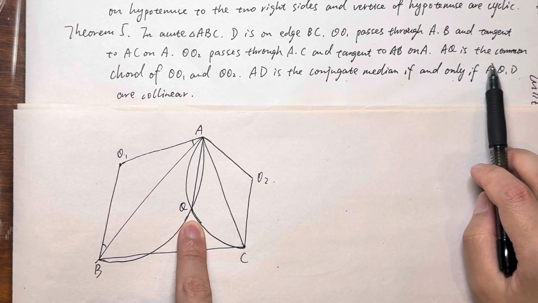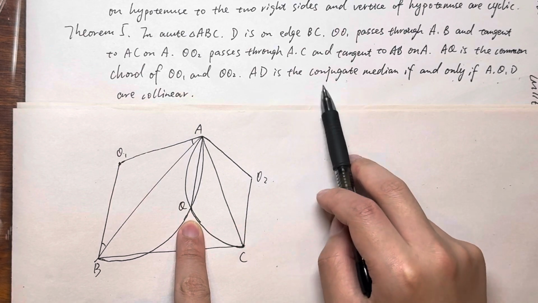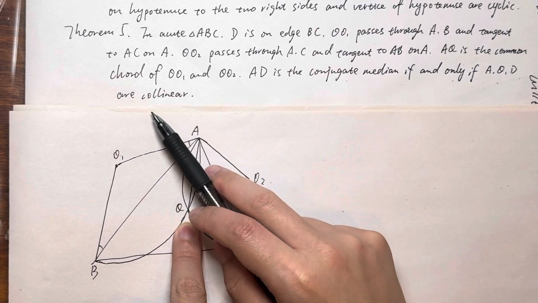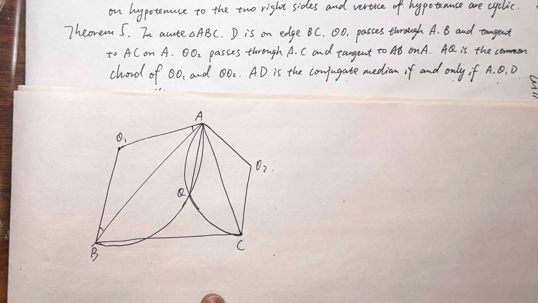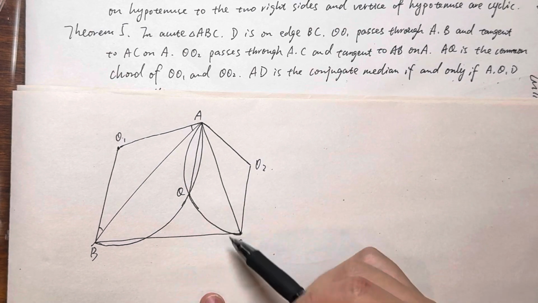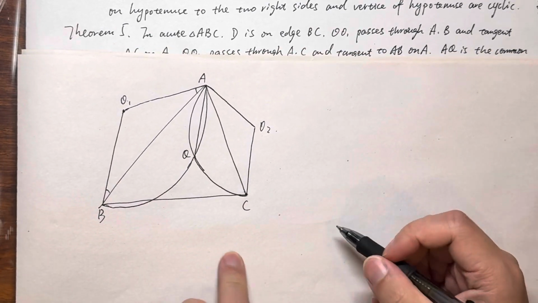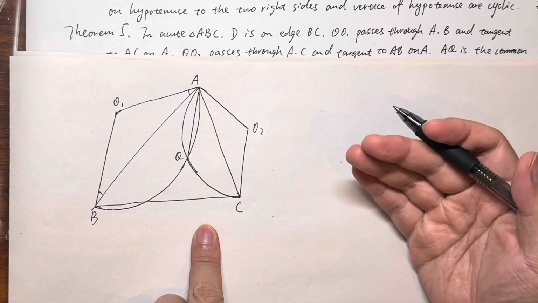AQ is a common chord of circle O1 and circle O2. AD is a conjugate median if and only if A, Q, D are collinear. Basically, we just need to prove that AQ is a conjugate median of the triangle ABC, right? We just need to prove that. I think we should already be familiar with the proof of the conjugate median, right?